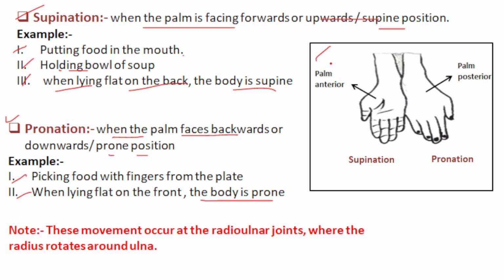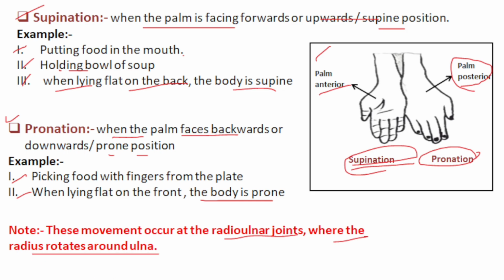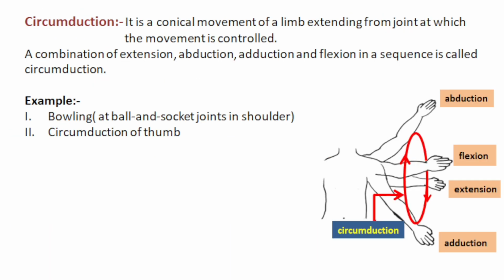You see in this picture, when the palm is in the front or anterior position, it is called the supine position, and the movement is called the supination. When the palm is back or in the posterior position, it is called the prone position, and this movement is called the pronation. Please note, supination and pronation occur at the radio-ulnar joints, where the radius rotates around the ulna.